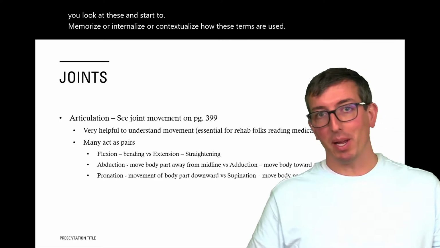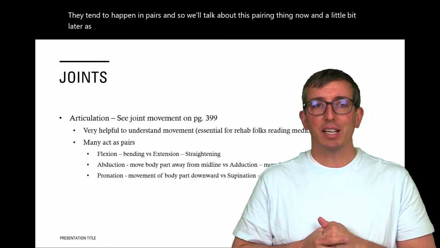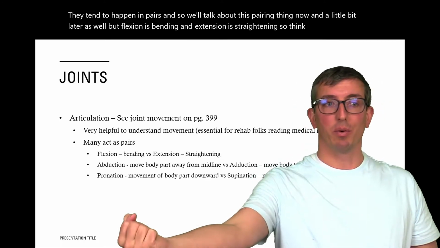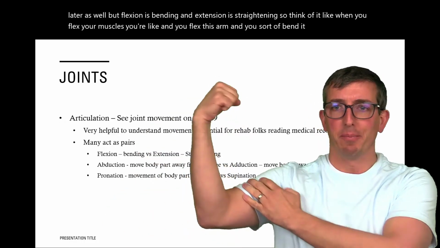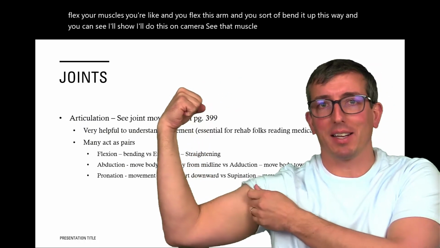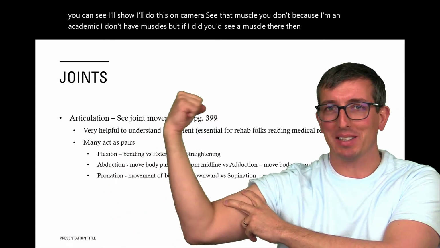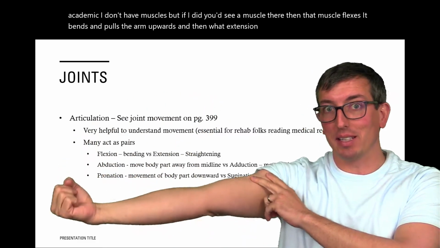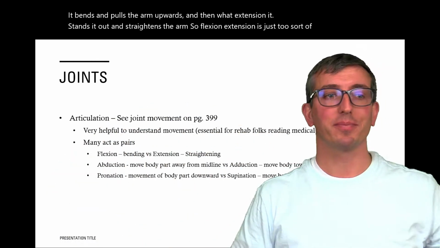They tend to happen in pairs, and we'll talk about this pairing thing now and a little bit later as well. Flexion is bending and extension is straightening. Think of it like when you flex your muscles and you bend your arm up this way. I'll do this on camera. See that muscle? You don't, because I'm an academic, I don't have muscles. But if I did, you'd see a muscle there. When that muscle flexes, it bends and pulls the arm upwards. With extension, it extends out and straightens the arm. So flexion and extension are two complementary movements.